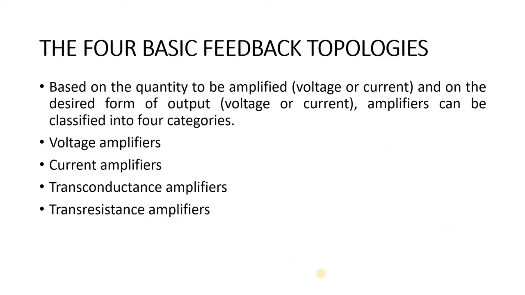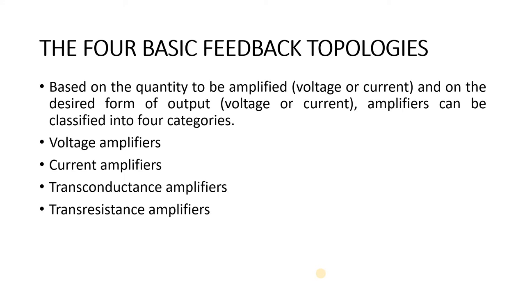Next, this topic is also very much important. They will ask this question for about 10 to 12 marks: the four basic feedback topologies. Based on the quantity to be amplified, that is either voltage or current, and on the desired form of the output, that is voltage or current, amplifiers can be classified into four different categories: voltage amplifier, current amplifier, transconductance amplifier, and transresistance amplifier.